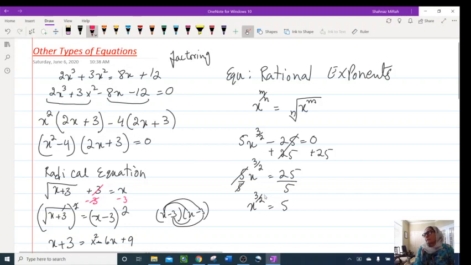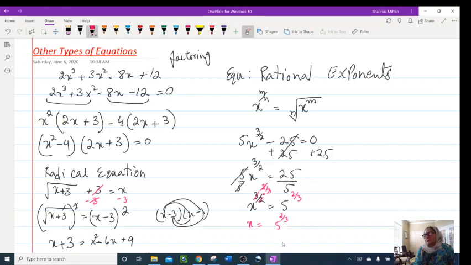You're going to multiply this by the reciprocal, 2 over 3. Whatever I do on one side, I have to do on the other side. So I'm going to do 5 to the power 2/3. Okay, so they cancel out, cancel out, cancel out. So I'm left with x equal 5 to the power 2/3.